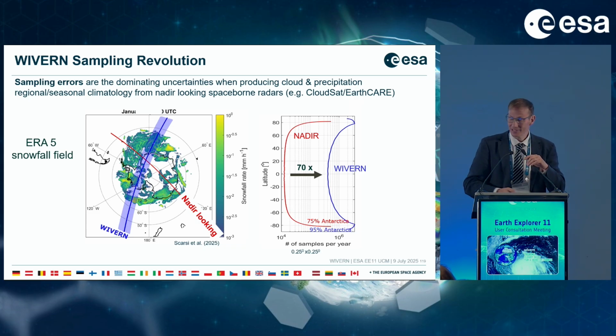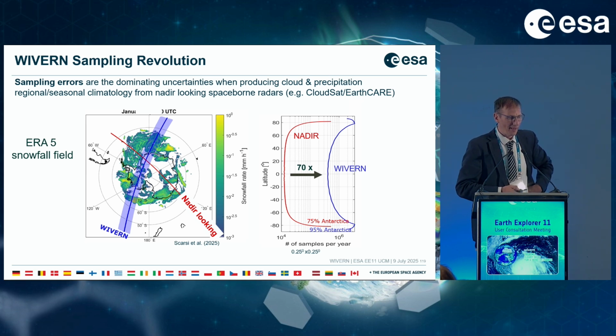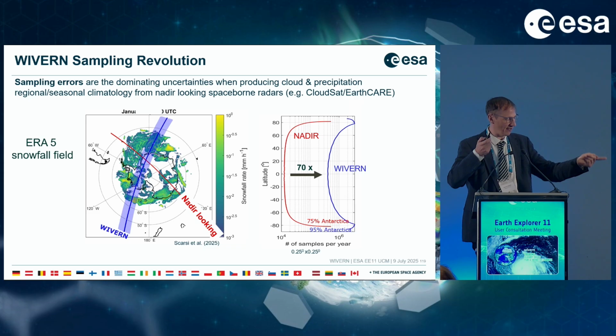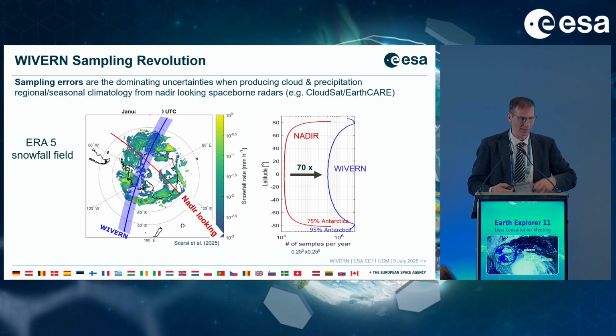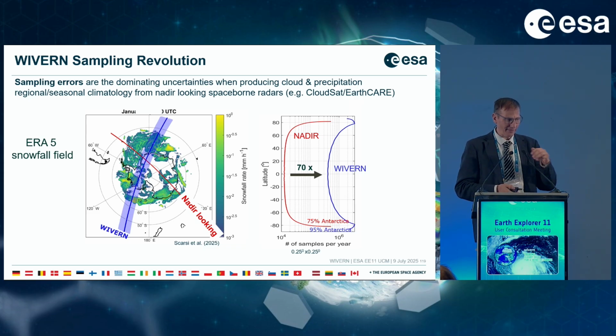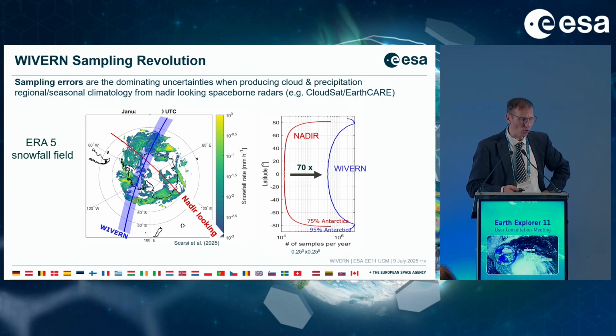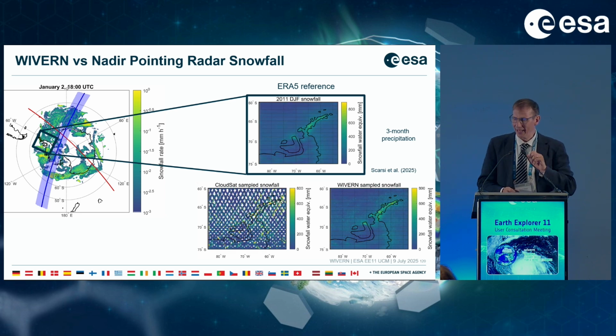So you can actually see here, visually on the left, the benefit of WIVERN versus a nadir-looking radar, the blue versus the red, for a single overpass. Now, when we accumulate orbits, the plot on the right shows the outstanding advantage in sampling, the famous 70 times effect, that comes from the swath. So now, is this benefit in sampling mirrored in a much better cloud and precipitation seasonal climatology? Is this true? Well, let's take the Peninsula again.